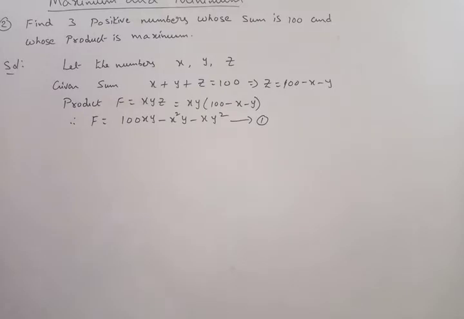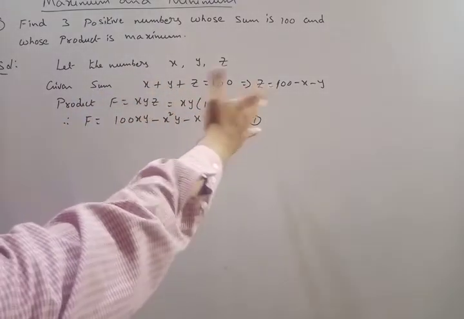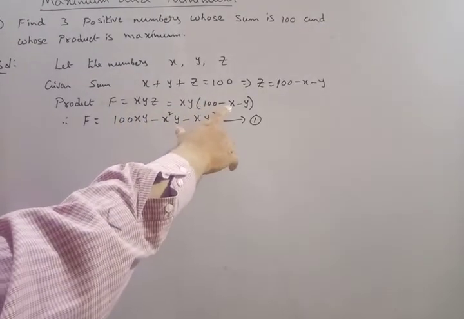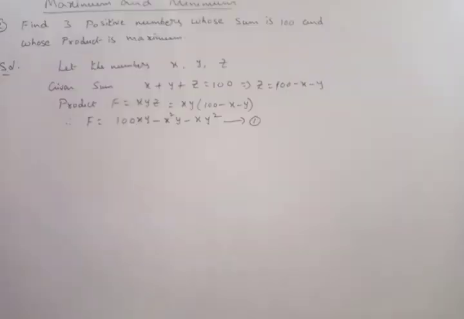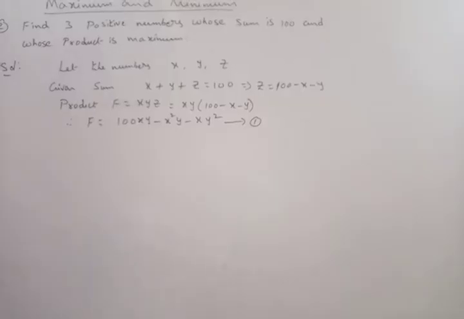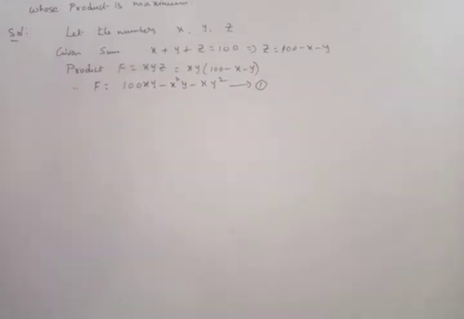He is asking for 3 positive numbers whose sum is 100 and whose product is maximum. We have to find those 3 positive numbers. He gave the sum x plus y plus z is 100, we calculated the z value, and the product is maximum. f is equal to xyz, that is xy into 100 minus x minus y. So we got this equation. Now what we have to find is dou f by dou x, dou f by dou y, dou square f by dou x square, dou square f by dou y square, and dou square f by dou x dou y.